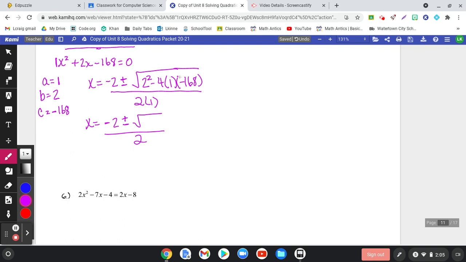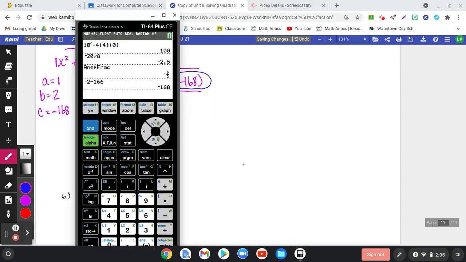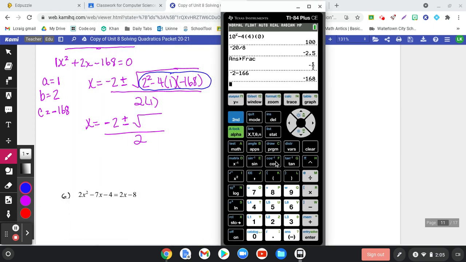So now we're going to put just what's underneath the radical into the calculator. 2 squared minus 4 times 1 times negative 168. 676.